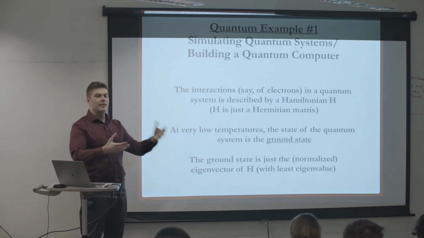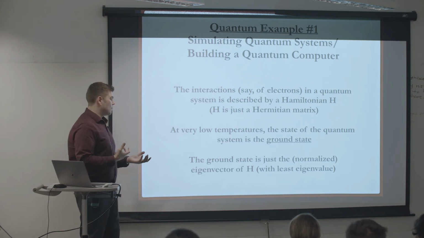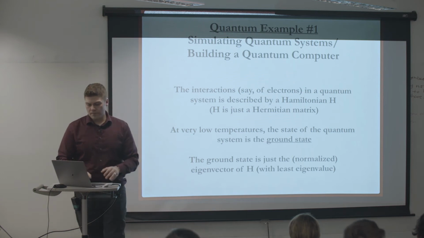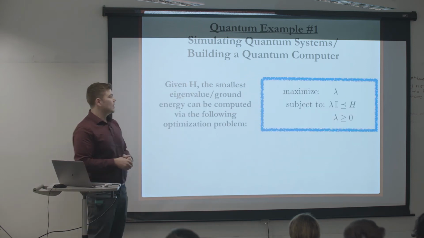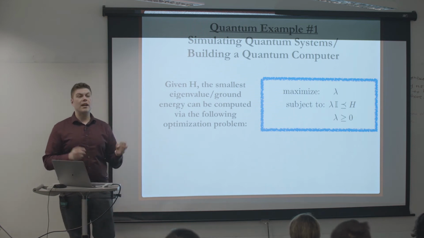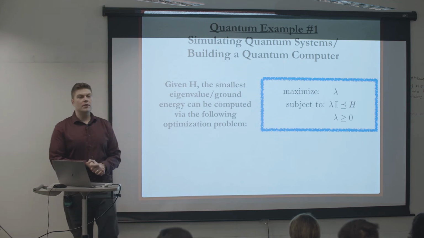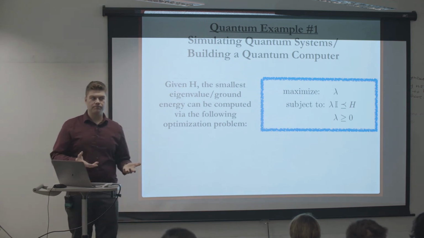It could be degenerate, there could be lots of eigenvectors in that eigenspace, but nonetheless, it's a nice eigenspace. So that's great. What I care about for the optimization is that I want to compute what's called its ground energy. The ground energy is just going to be the smallest eigenvalue of the Hamiltonian.